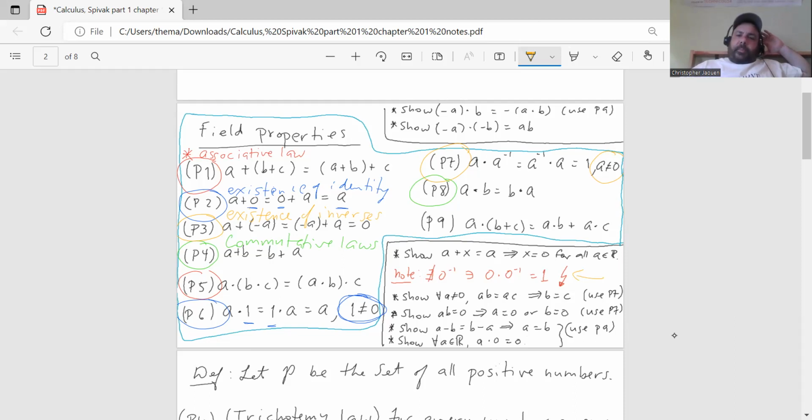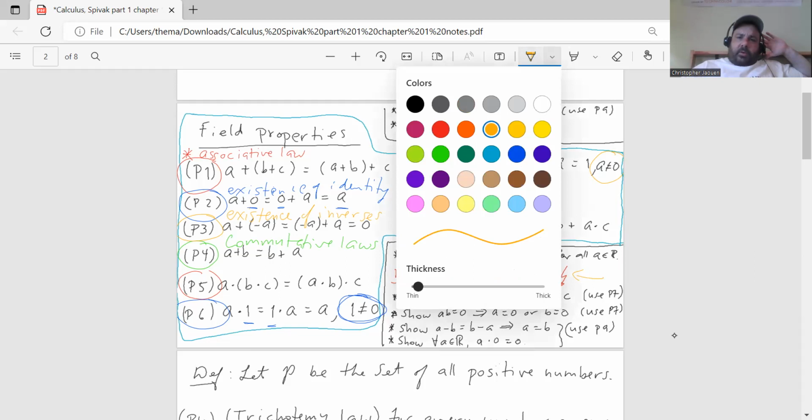For P7, this is for multiplicative inverses, and just to give an example of that, 1/2 is the multiplicative inverse of 2, because if you multiply 1/2 by 2, you get 1, which is the multiplicative identity. Okay, and vice versa, right? 2 is the multiplicative inverse of 1/2. Okay, so the orange ones are existence of inverses, and then you have one other law that's sort of over by itself. Maybe I'll do that one in purple.